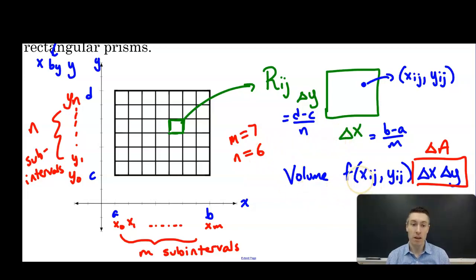So now, if we're doing a Riemann sum, we're taking that volume of one singular rectangular prism and we're summing up the volume of all of the rectangular prisms we would get over all of the subrectangular regions.